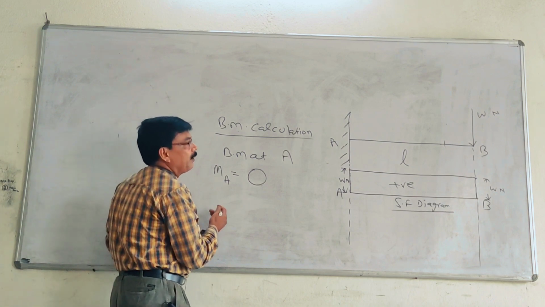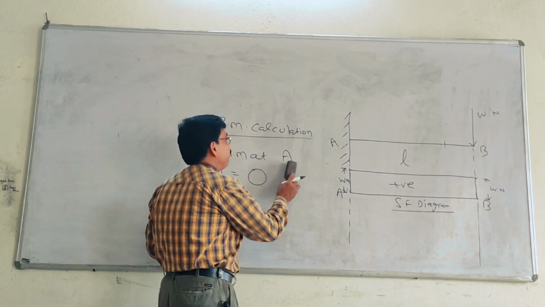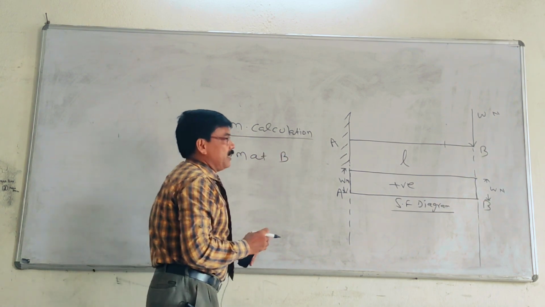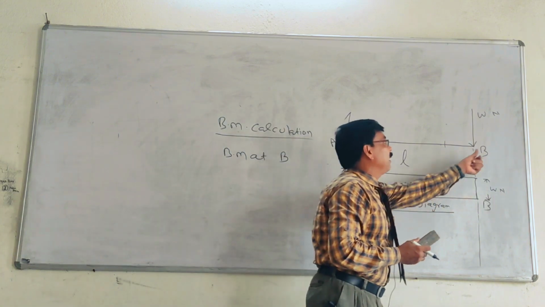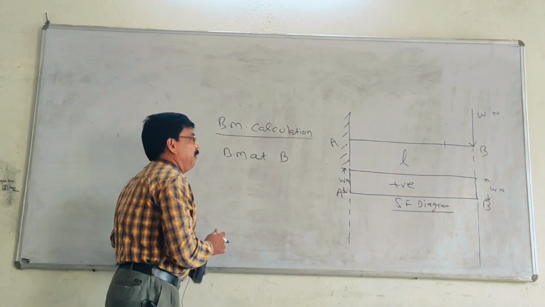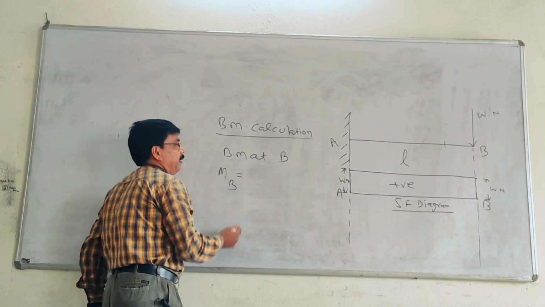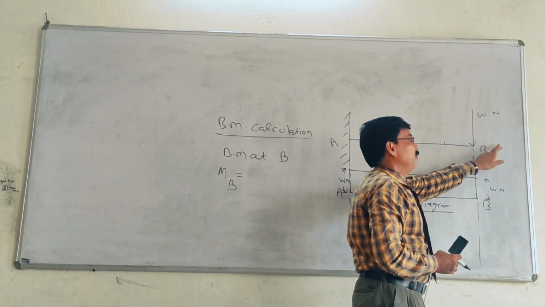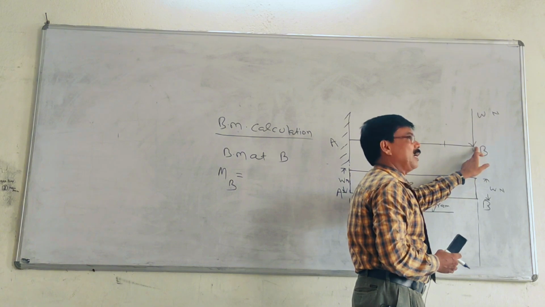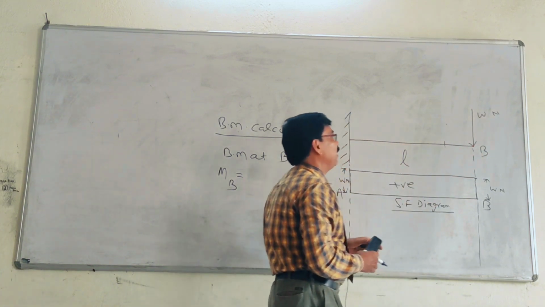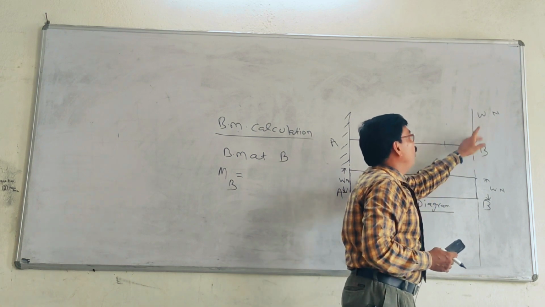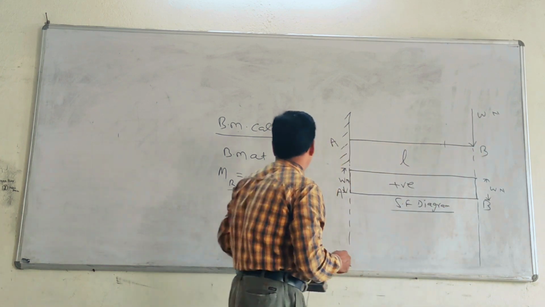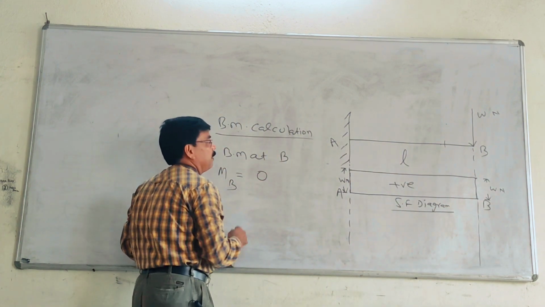Next, bending moment at B. First I will calculate the bending moment at B, that is MB. We are coming from the right side. Bending moment at B is the starting point. Just like shear force, for bending moment also we will start from the right. Right means at B. Load is W Newton but there is no perpendicular distance, so W is acting exactly at B. So the bending moment value will be 0.